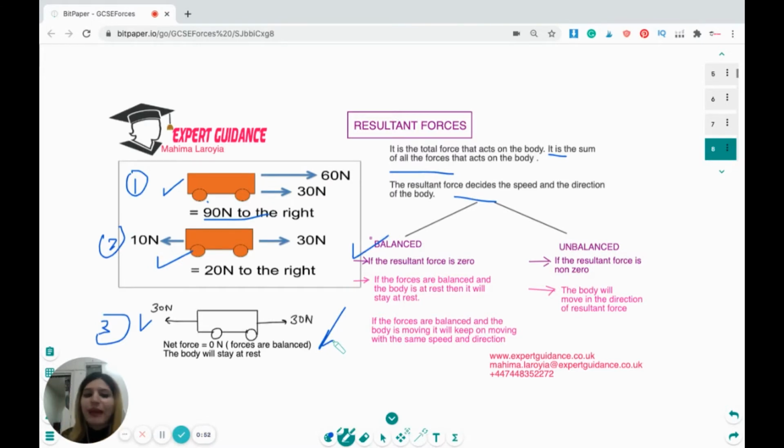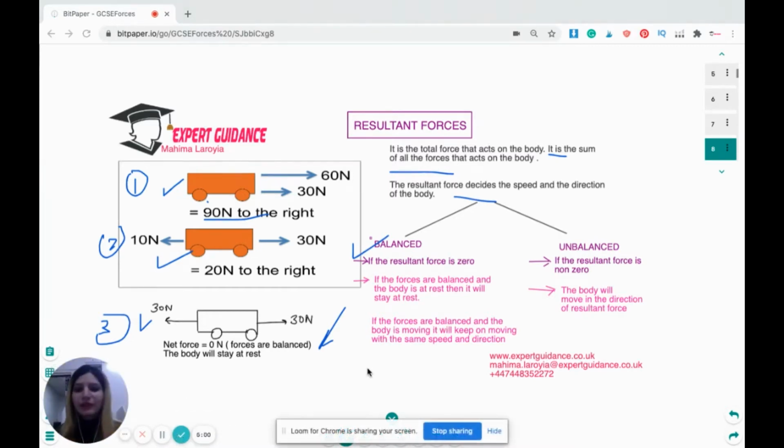If the forces are balanced and the body is at rest, then it will stay at rest. And if the forces are balanced and the body is moving, it will keep on moving with the same speed and direction. Whereas unbalanced forces are cases 1 and 2, where the net force is not 0 and the body will move in the direction of the resultant force. I hope now the concept of resultant and the balanced and unbalanced forces is clear to you.